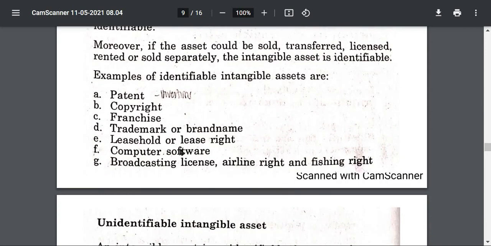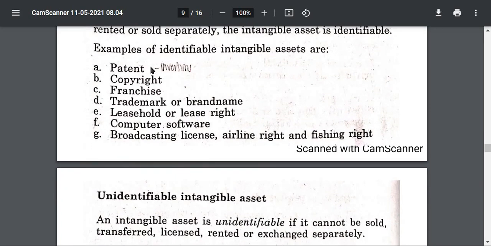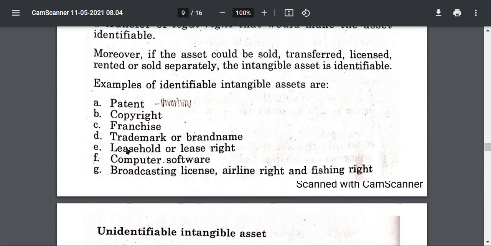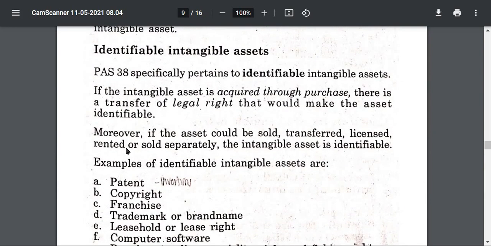So we have here the examples of identifiable intangible assets. Pasensya na sa mga writings. Ayan. So we have here number one, patent. Very common siya. Copyright, franchise, trademark or brand name, leasehold or lease right, computer software, broadcasting license, airline right, and fishing right. But we'll focus our discussion on this until letter E.